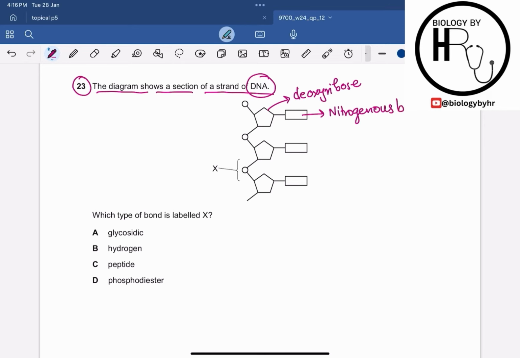Nitrogenous base, right? And this over here are the phosphodiester bonds, right? And similarly this is what they have asked us in the question, which type of bond is labeled X, right? They are asking which type of bond is labeled X. So it is the phosphodiester bond, right? So the correct answer for this question is option D.